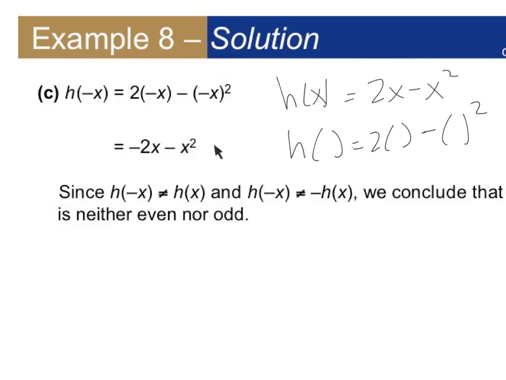Now notice this is not the same as h of x, but it's not the opposite either, right? Because notice the minus x squared is the same here, but the 2x changes sign. So h of minus x is not equal to h of x, and h of minus x is not equal to the opposite of h of x. So we say that it's neither even nor odd. It doesn't have symmetry across the y-axis or the origin. Okay. So in this case, because it doesn't change the function completely to the opposite, or keep it the same, we don't have either one of those reflections across the y-axis or across the origin.